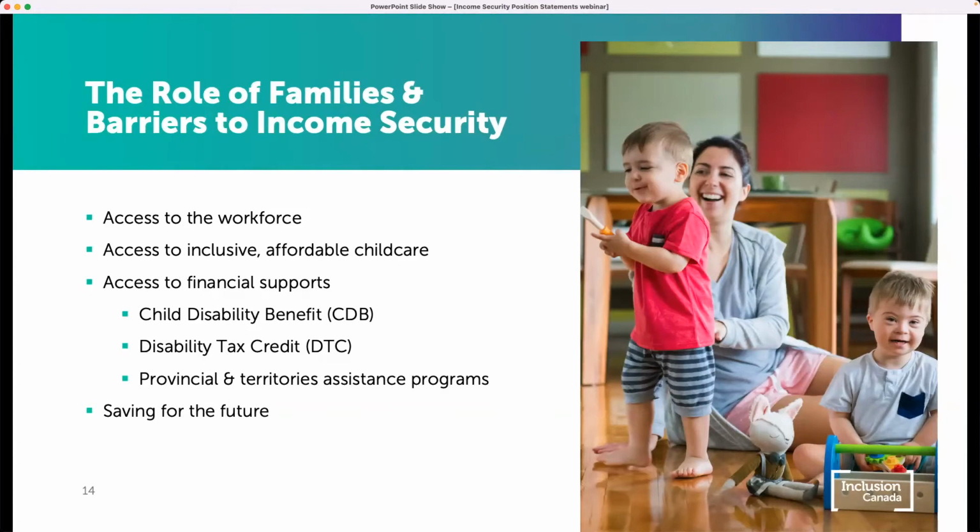When it comes to saving for the future, family members who are absent from the workforce for long periods of time may find it particularly difficult to save for retirement. Parents who stay at home to support their child do not have access to government savings programs like the Canada Pension Plan.